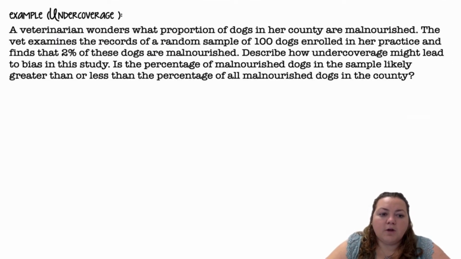All right, an example of undercoverage. A veterinarian wonders what proportion of dogs in her county are malnourished. The vet examines the records of a random sample of 100 dogs enrolled in her practice and finds that 2% of these dogs are malnourished. Describe how undercoverage might lead to bias in this study. Is the percentage of malnourished dogs in the sample likely greater than or less than the percentage of all malnourished dogs in the county?